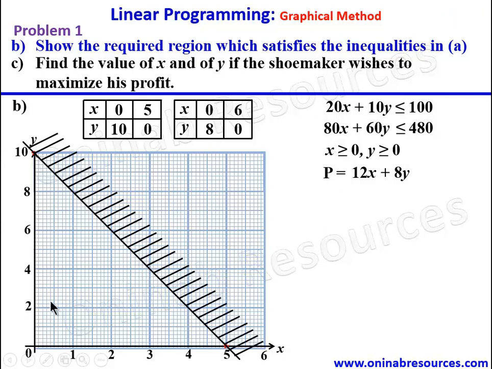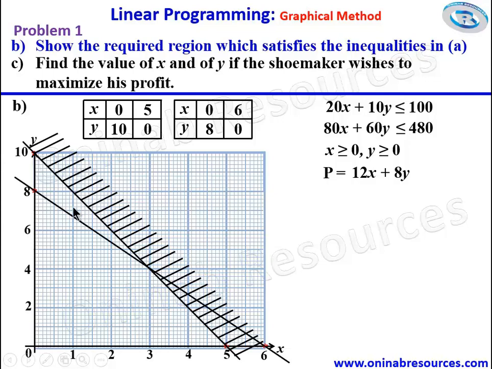For the second table, when x is 0, y is 8. So it is on the y-axis. Y is 8 here. It is marked out. And when x is 6, y is 0. Or when y is 0, x is 6. So that is when y is 0, it is the x-axis. X is 6 there, we mark it out. Then join.